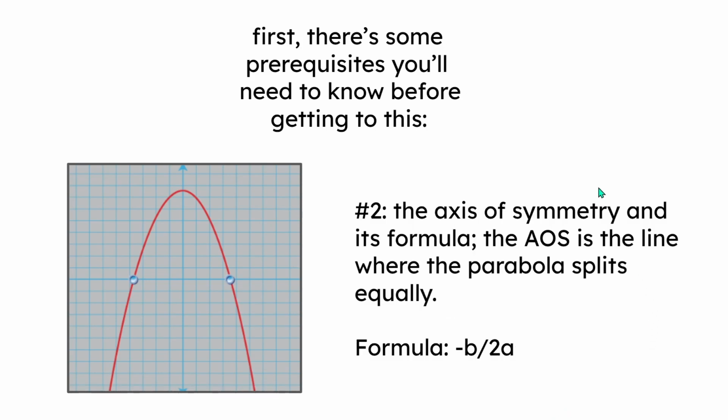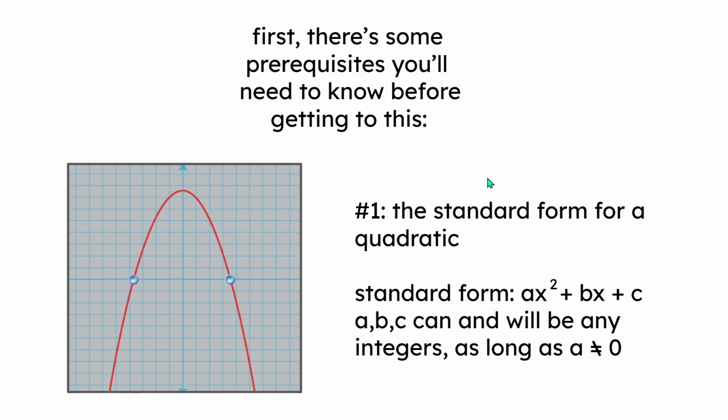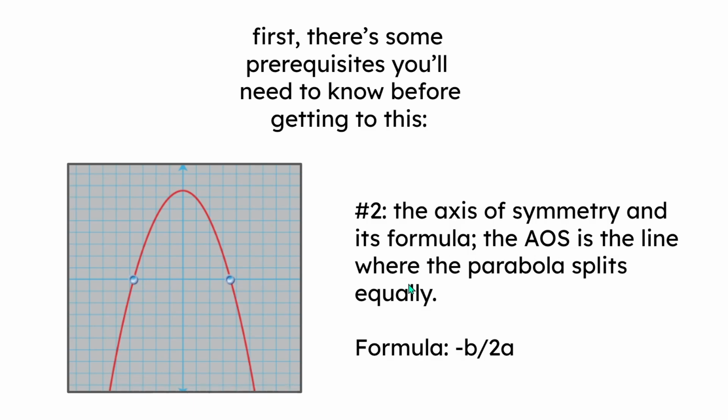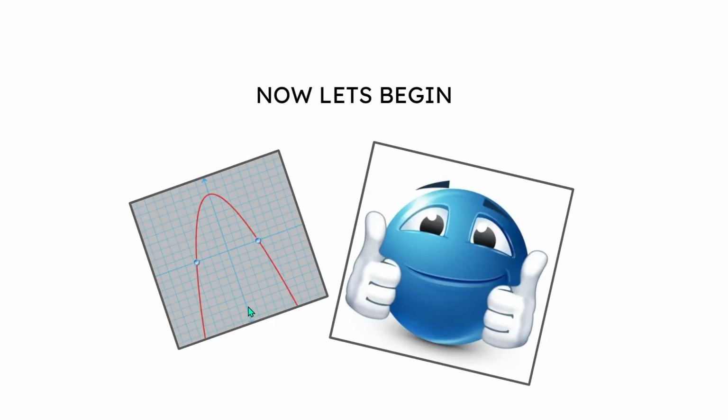Next, the axis of symmetry and its formula. The AOS is the line where the parabola splits equally. The formula is negative b divided by 2a. As we know, b is the integer being multiplied by x, and a is the integer being multiplied by x squared. And the axis of symmetry is this line that splits it equally. So here, it'd be 0.